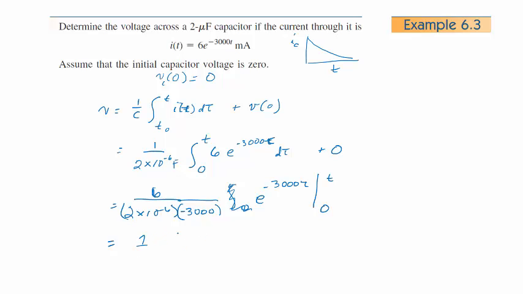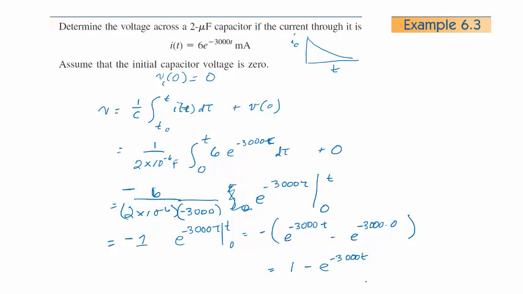And then we have still e to the minus 3000 tau from tau equals 0 to time t, which is e to the minus 3000 t minus e to the minus 3000 times 0. And there was a negative sign out here, negative sign out here, negative sign out here. So that makes that be e to the 0 is a 1. It's negative, so it's 1 minus e to the minus 3000 t. And that's volts.